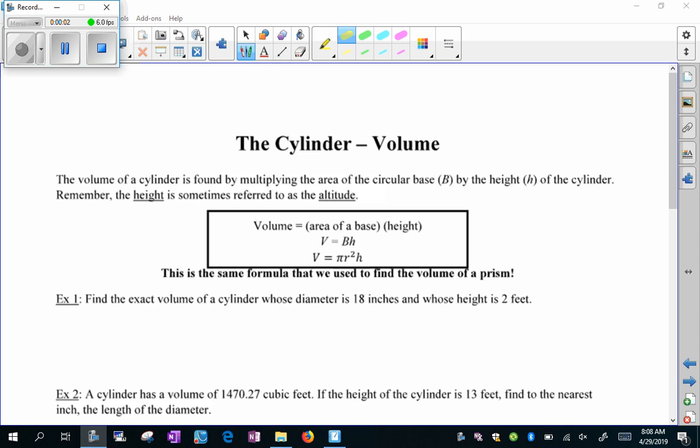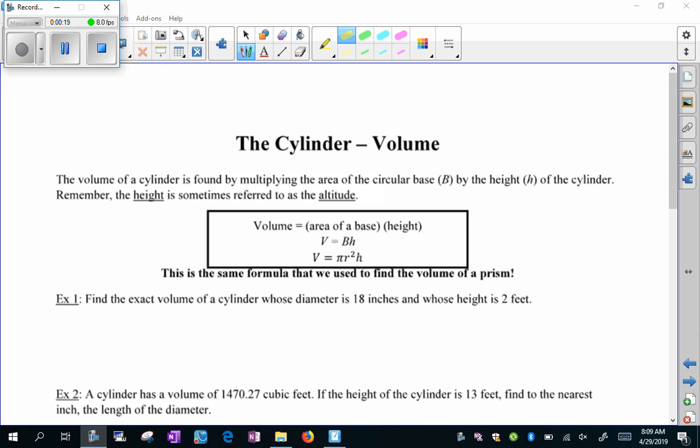In this video, we're going to talk about the volume of the cylinder. And the volume of the cylinder is found by multiplying the area of the circular base by the height of the cylinder.